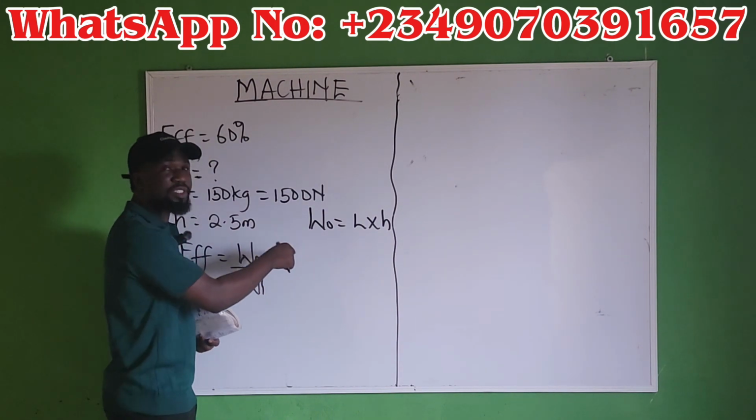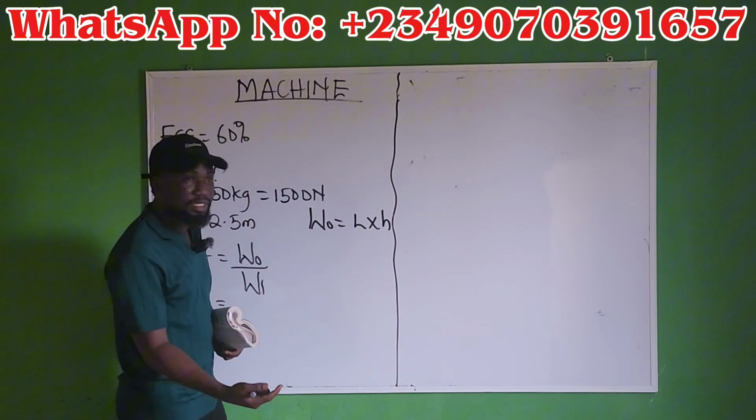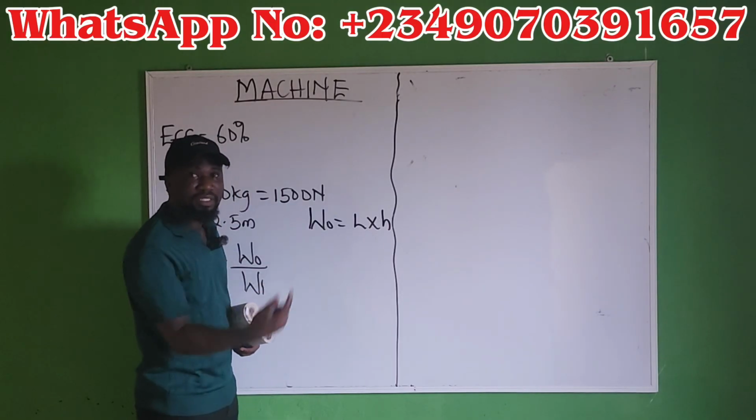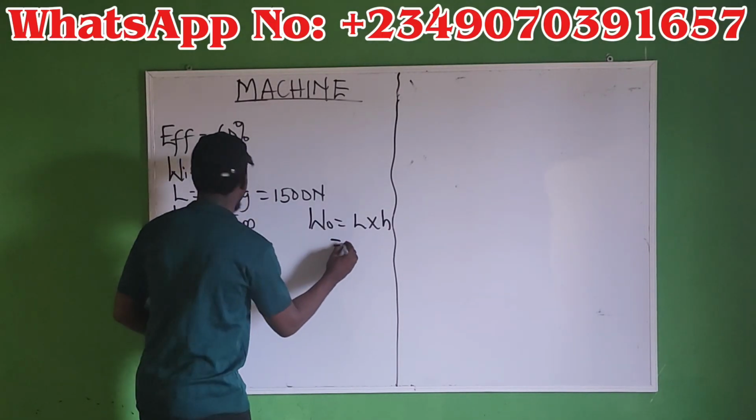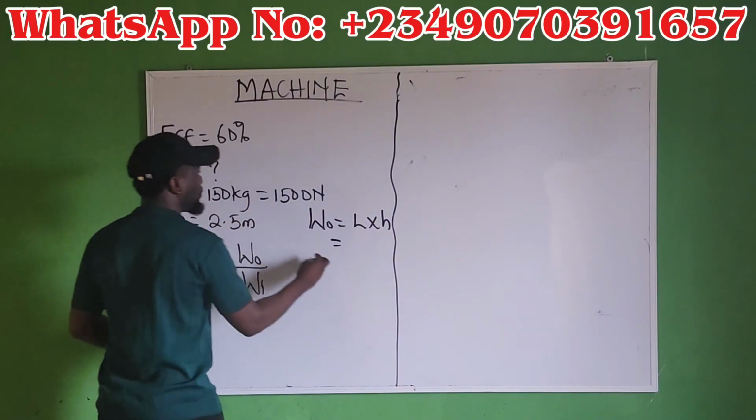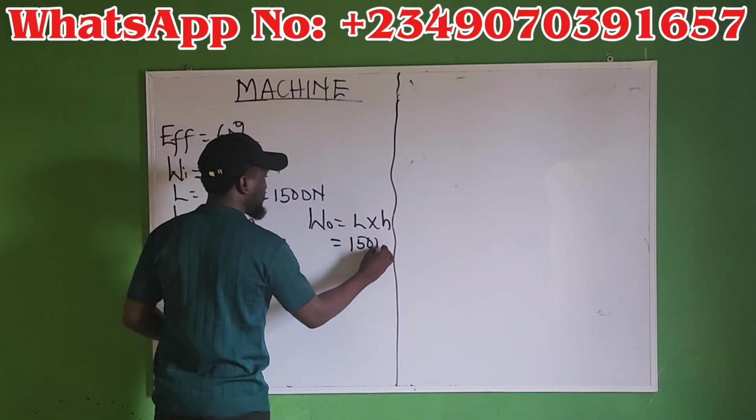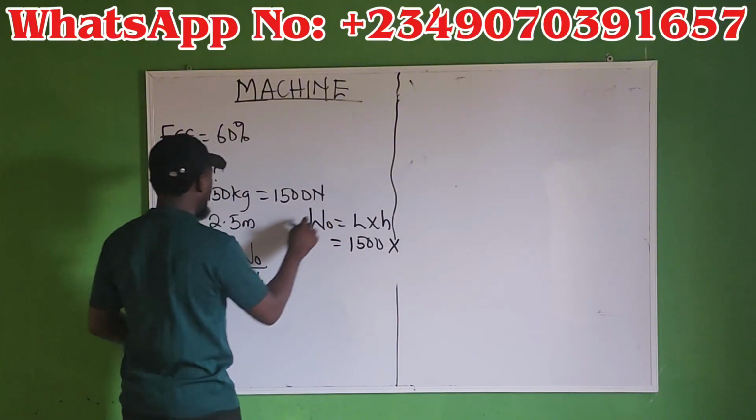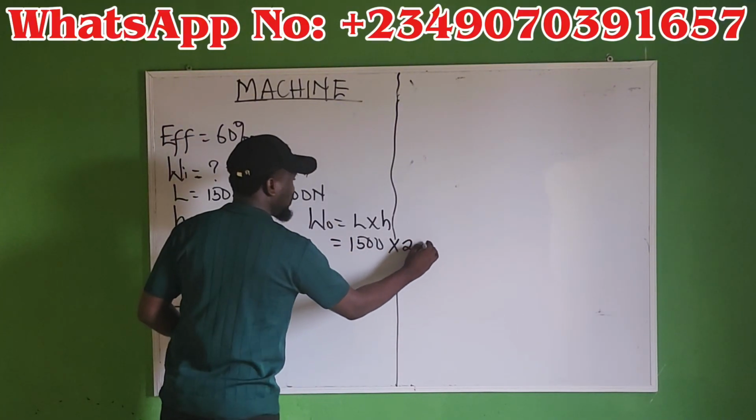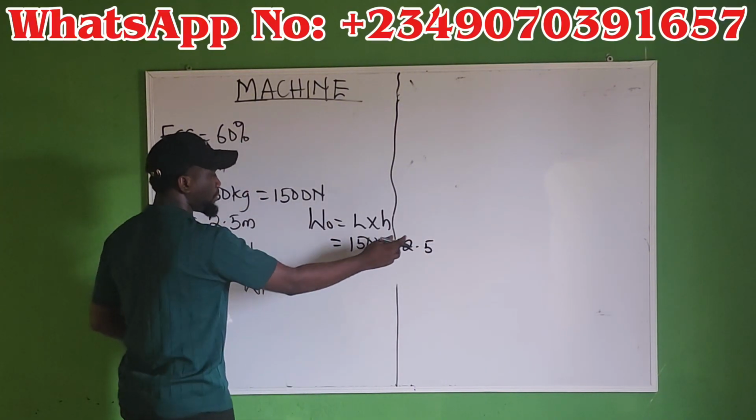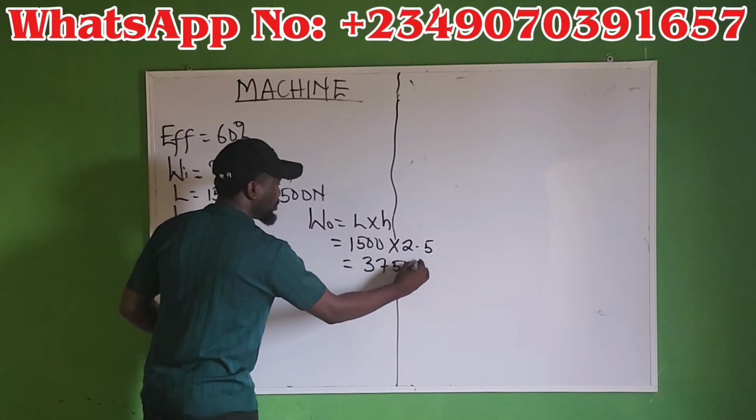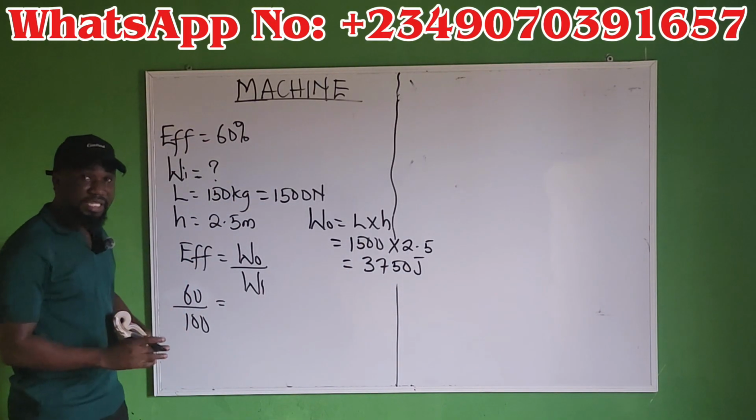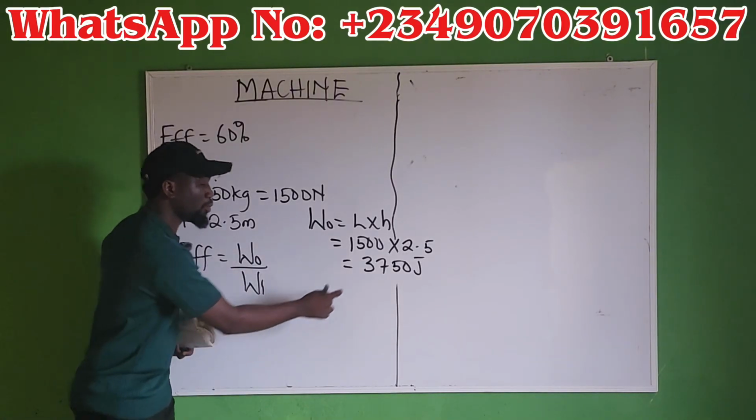So if work done is force times distance, the force in this case is the load, L. The distance in this case is the vertical height. Take note. So the load is 1,500, then multiply by H, which is 2.5. And 1,500 times 2.5 gives us 3,750 joules. That's the value for work output.